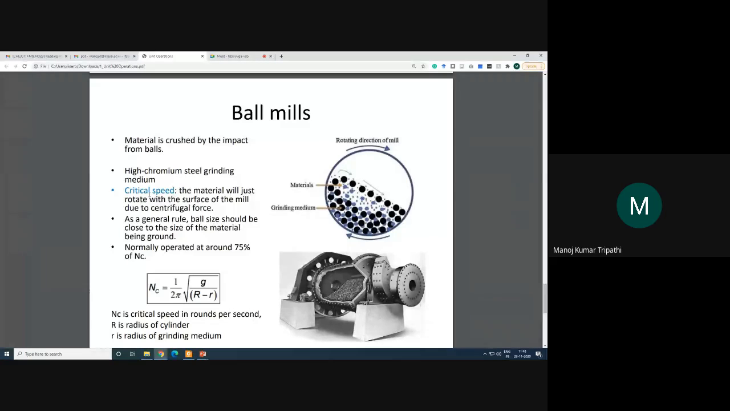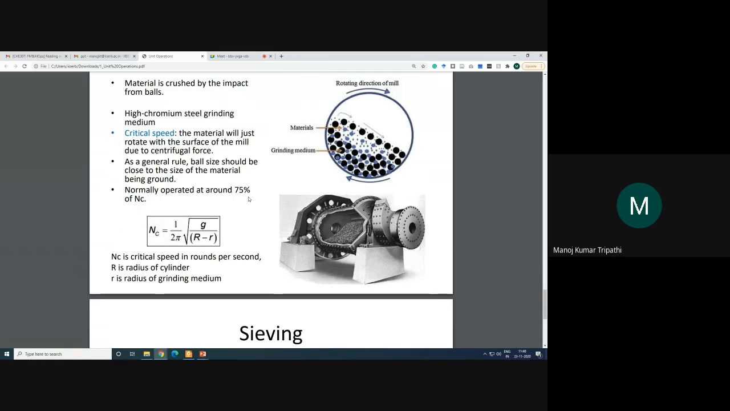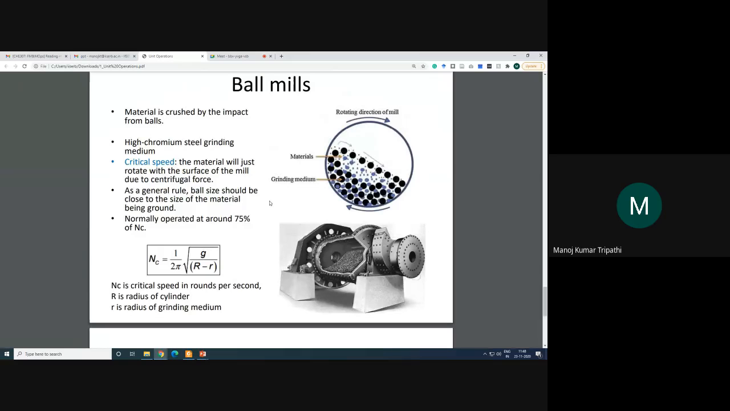But there is one important thing here. There is some critical speed of this mill, beyond which, if you rotate this mill, this grinding action will not occur. So that speed is known as this critical speed, and the formula is given by this. This is an analytical formula which you can also derive. Now, who can explain why there is some limit to the speed of this mill?